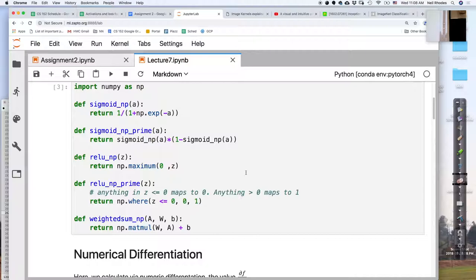And because we're going to want to know the derivative, the derivative is the sigmoid times 1 minus the sigmoid. There's no ReLU here, is there? But I thought it might be useful for your assignment too. So for the ReLU, we want to find the maximum of 0 and each element. So we do this again using NumPy.